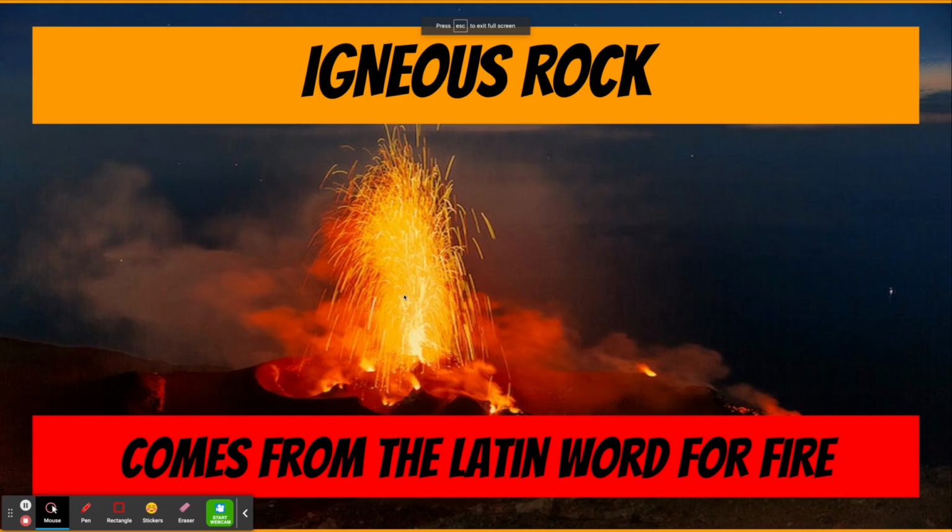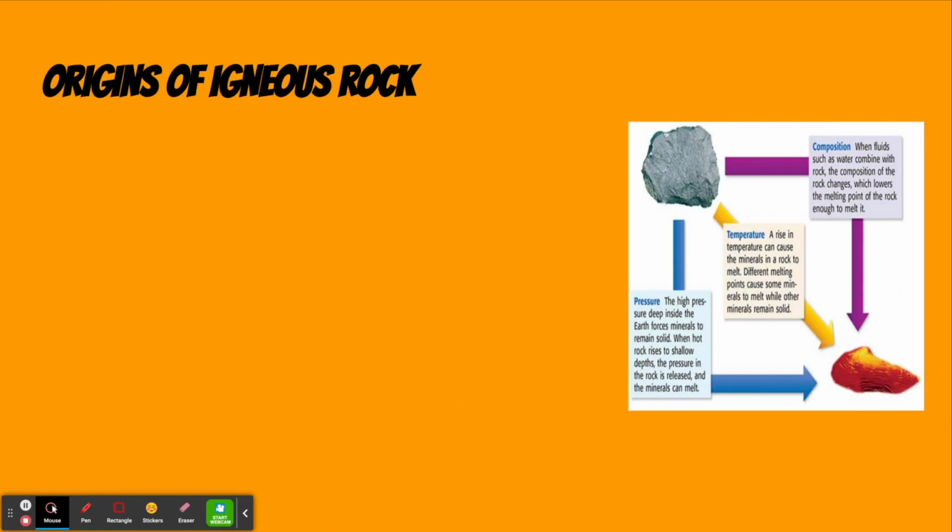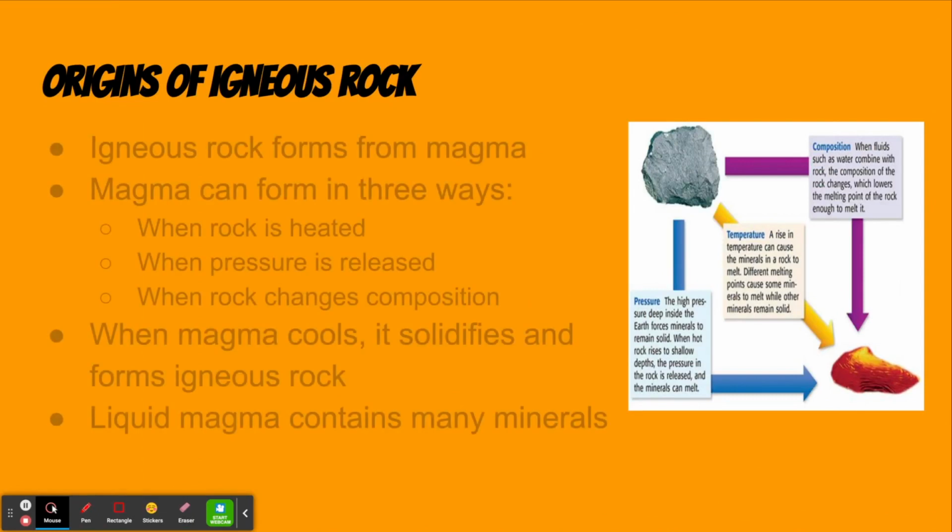All right, so we've talked about the rock cycle and how rocks go through a process of changing from one type to another. Typically, we mark the beginning of the life cycle of a rock as an igneous rock. Igneous comes from the Latin word for fire, so it starts from the fiery magma that is deep below the surface.